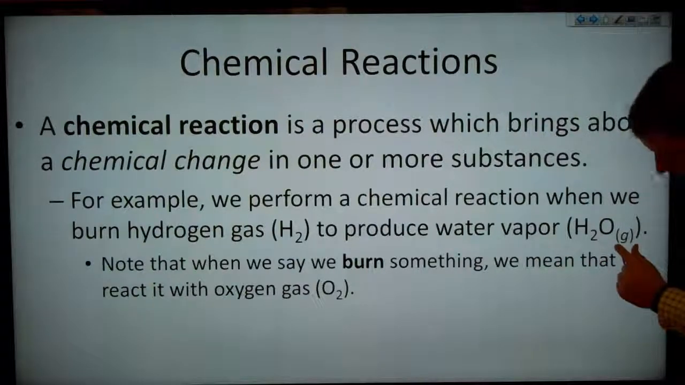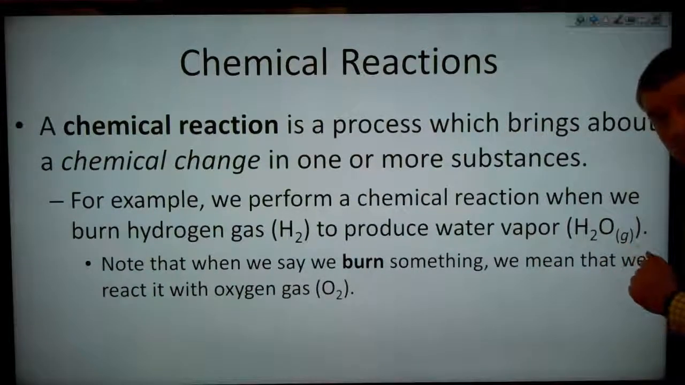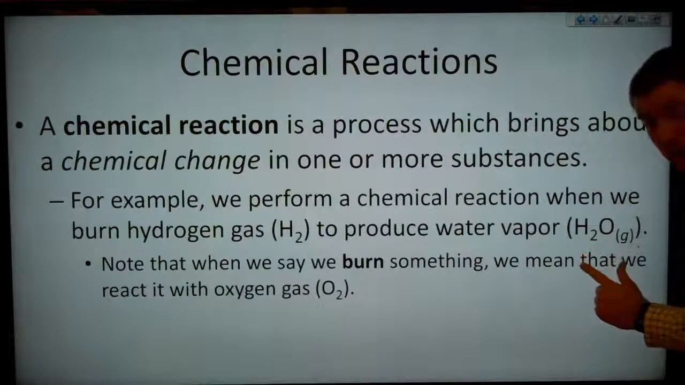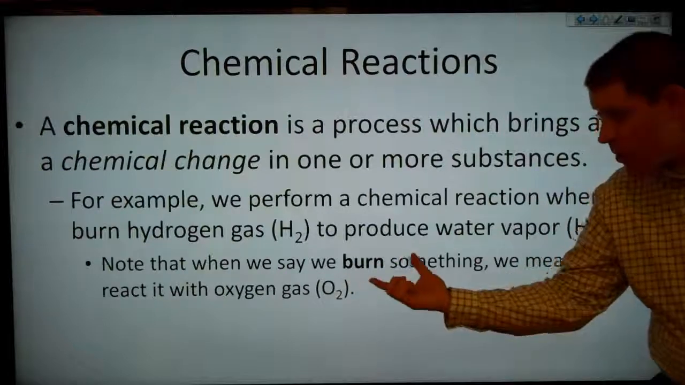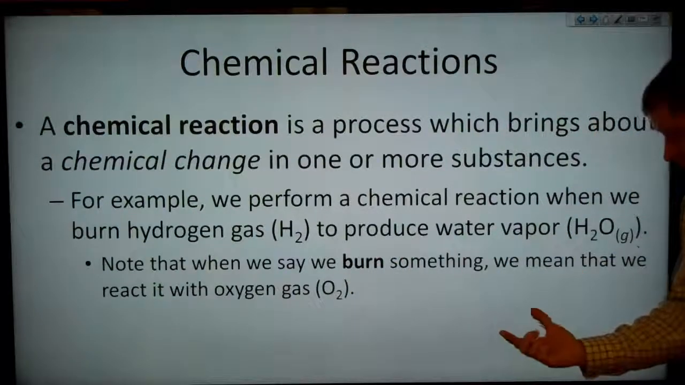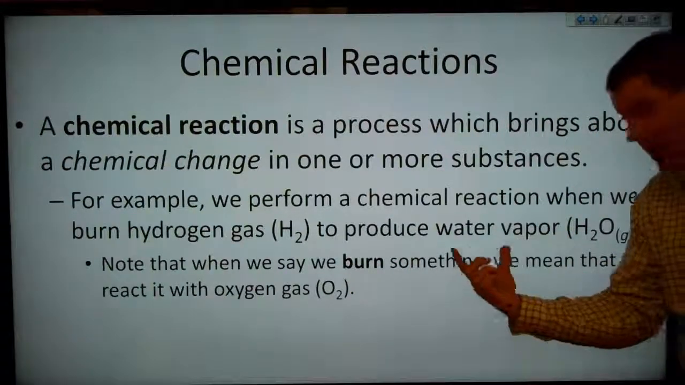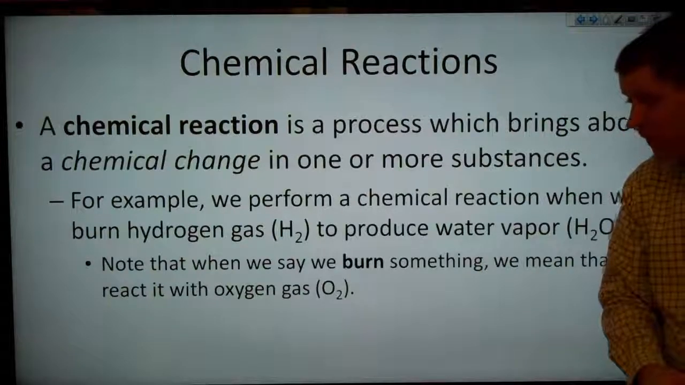and we have this little subscript g in parentheses to indicate that this is gas phase water, so it's not liquid water that we're producing here. And so note here that when we say we burn something, that means that we are going to react it with oxygen gas, so O2.